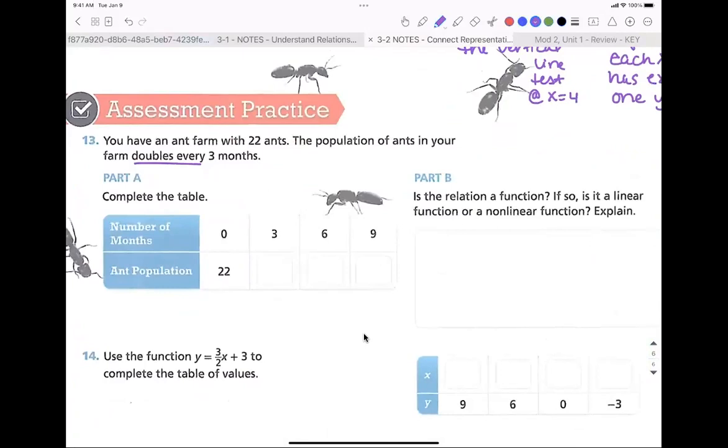It tells us that the population of the ants doubles every 3 weeks. No, every 3 months. Sorry, every 3 months. So if it doubles from 22, what's this one going to be? 44. It's going to double again to 88. It's going to double again to 172. Is that right? 176. Let's check it. 88 times 2 is 176.